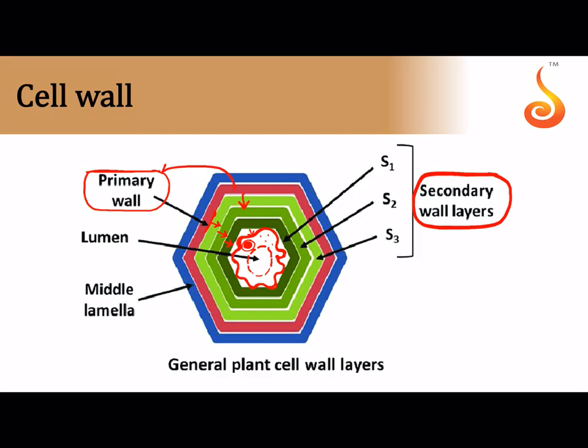What is this red layer? The red layer was formed first. This first cell wall is referred to as the primary cell wall. Those layers which are deposited inner to the primary cell wall are referred to as the secondary cell wall. Both of them have cellulose in them. However, the secondary cell wall may have additional compounds like pectin and hemicellulose.